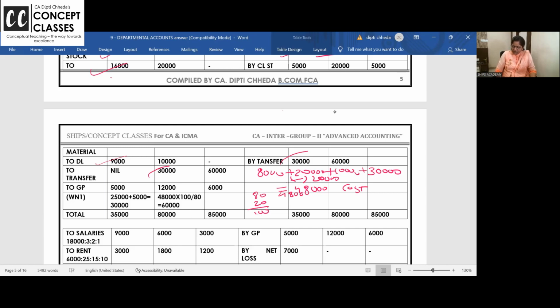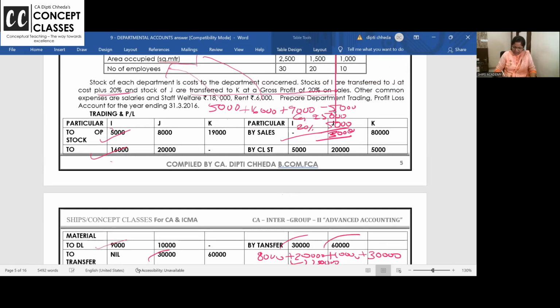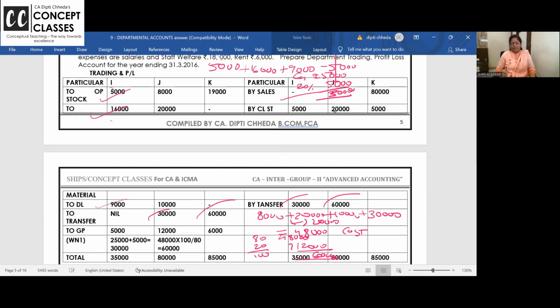So my cost is 48,000. So what will be the profit? 80 में 20 profit है, 48 में 12,000. J you are transferring to K 60,000. ये देखो आ गया 60. यहाँ पे भी आ गया K. K is receiving debit, J is giving credit. ठीक है, right?